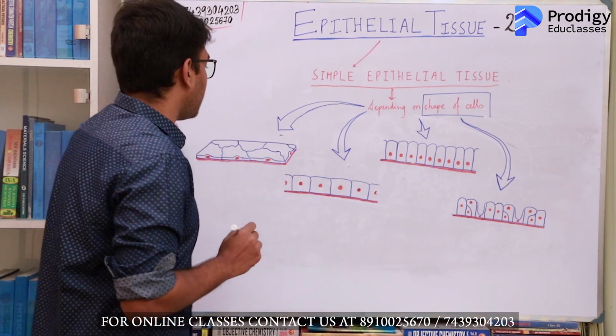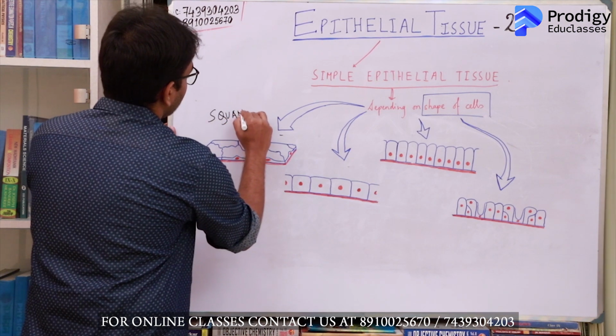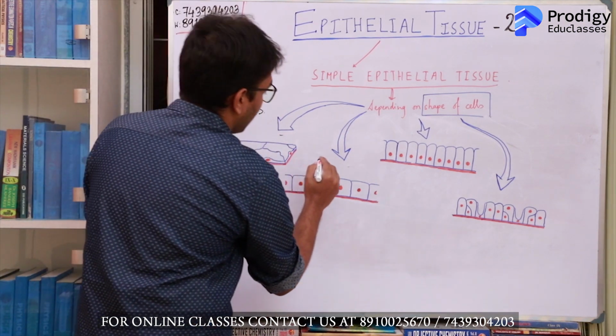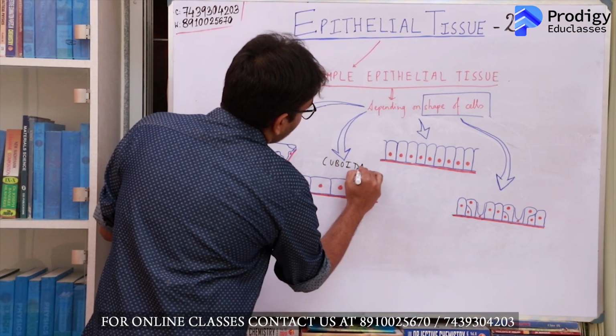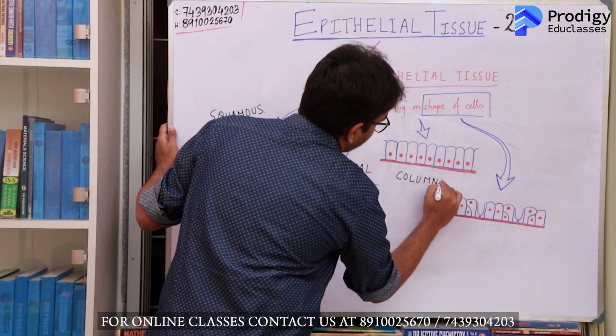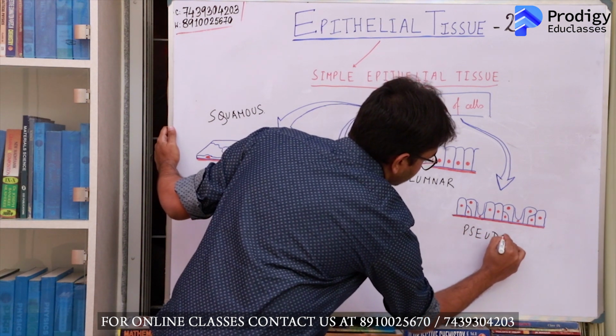Now classifying simple epithelial tissue, you will find that we have squamous epithelial tissue. Please note the spelling, S-Q-U-A-M-O-U-S, squamous epithelial tissue. You have cuboidal epithelial tissue. You have columnar epithelial tissue. And you have pseudo-stratified epithelial tissue.